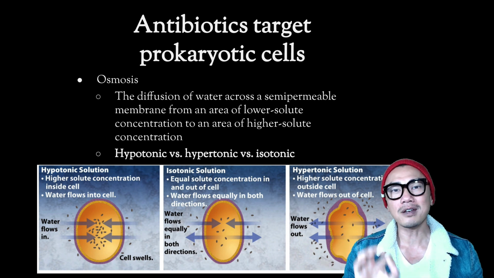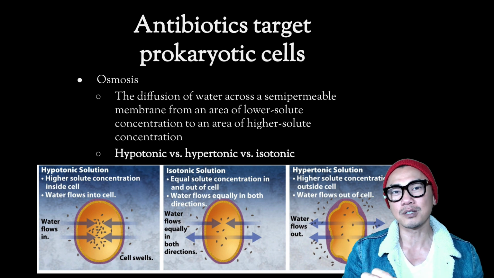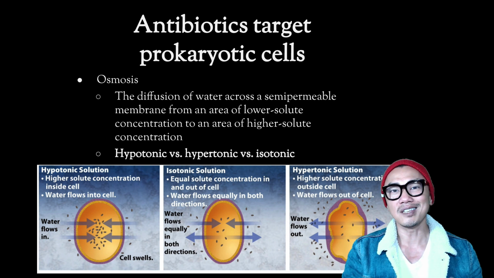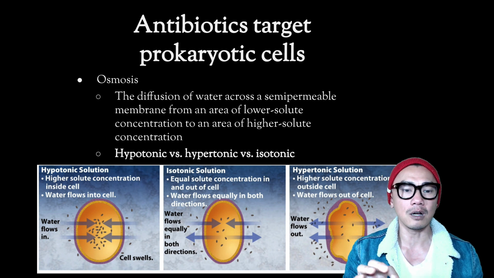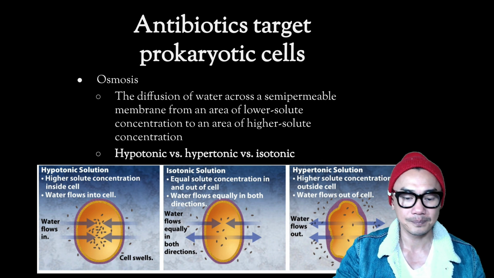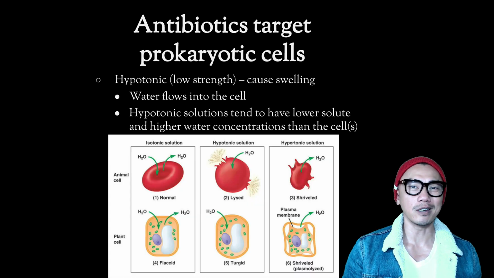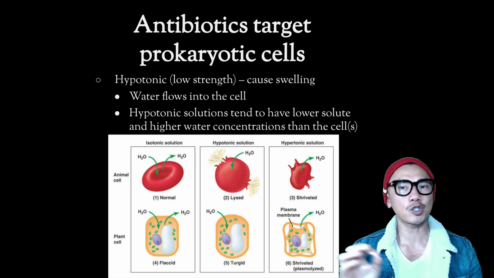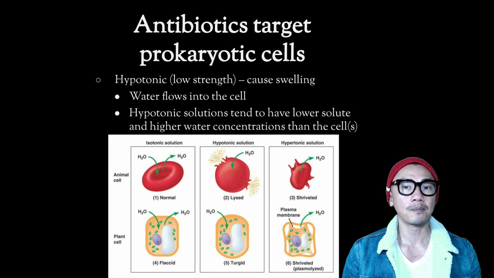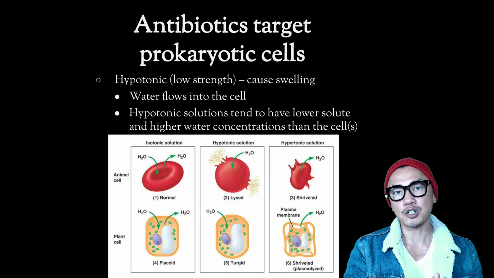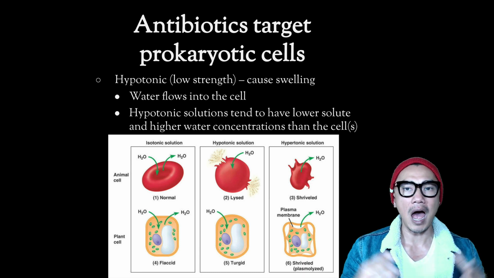Cells can be in one of three different environments or solutions that will affect the movement of water. These environments or solutions are called hypotonic, hypertonic, and isotonic. In a hypotonic solution, water will flow into a cell, causing it to swell and even burst. In a hypotonic solution, solute concentrations are lower and water concentrations are higher outside the cell.